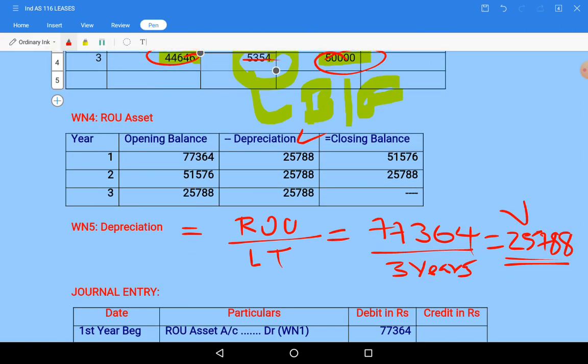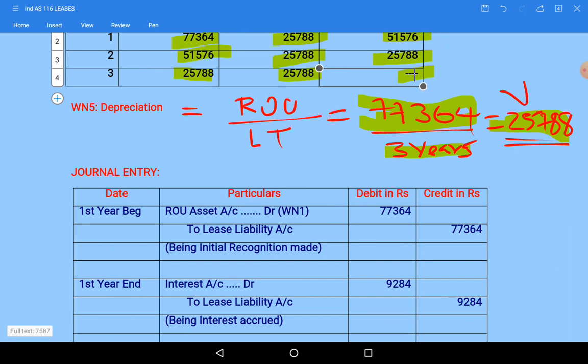Next, right of use asset. Opening balance less depreciation, closing balance. How to get depreciation? Total value of asset divided by lease term, because lessee is not purchasing the asset, so lease term only we will take. So 77,364 divided by 3 years, 25,000 approximately we are getting. From first year opening balance deduct depreciation, closing value you get, that becomes opening value. Again deduct depreciation, straight line method. Third year, this will be nil at the end of the third year.